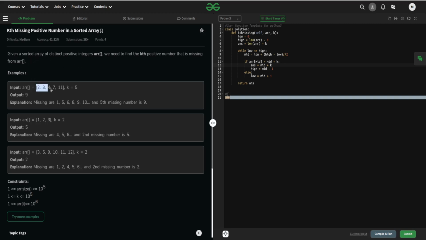So for instance, if this is the array which is given to us, we need to find the fifth missing number, and the fifth missing number, as you can see, is 9, because of which we are returning 9 over here. So that's the problem statement, folks. Now let us discuss the solution of this problem.